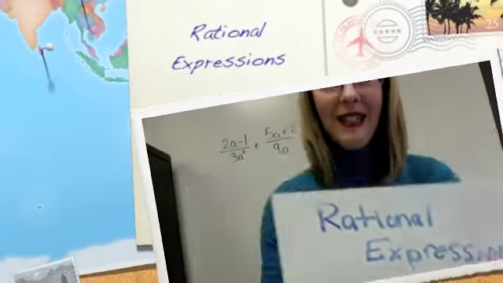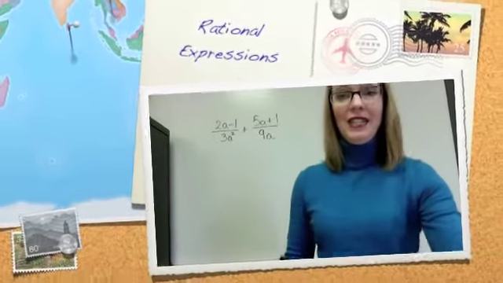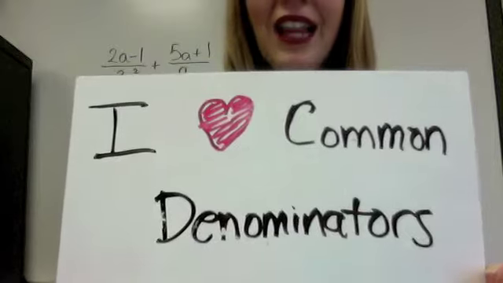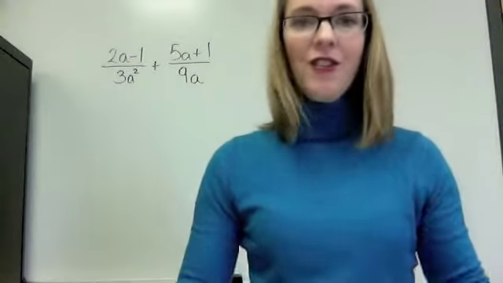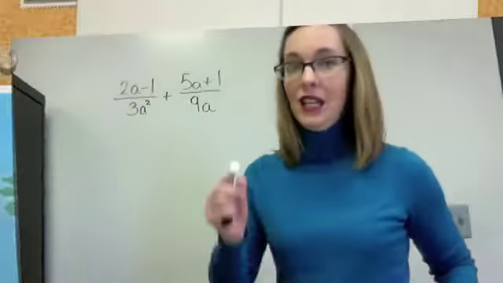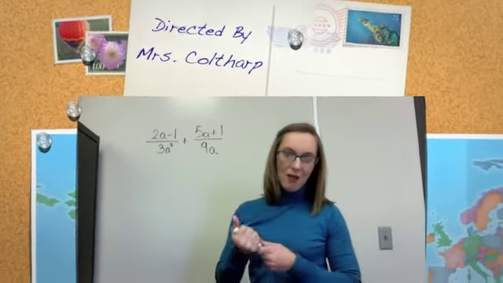Rational expressions. First thing is, I love common denominators, so you need a common denominator for these. We've got (2a minus 1) over 3a squared and (5a plus 1) over 9a, and you have to have a common denominator.